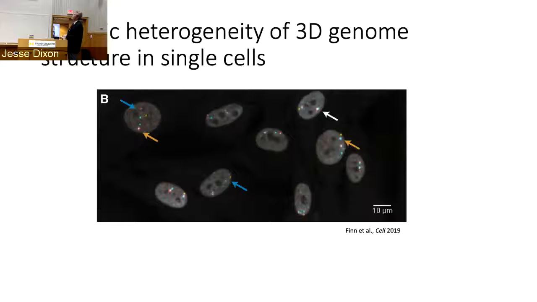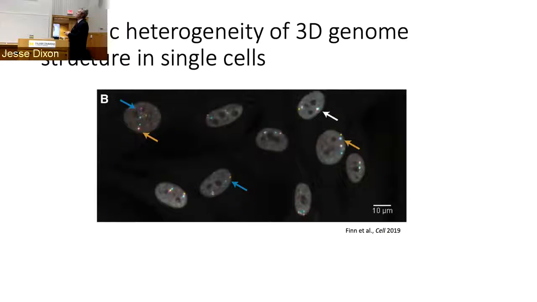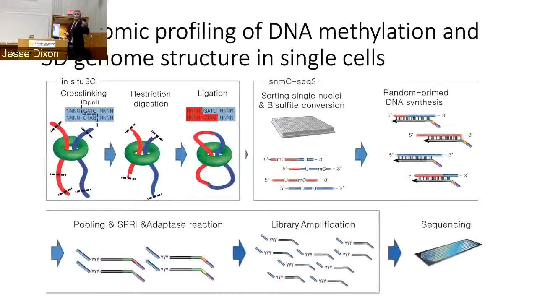And so what we did, borrowing from this idea right here that you can do the clustering based on DNA methylation, is say, let's try to develop an assay where we measure both of these things at the same time. So we're calling this method multi-omic profiling of DNA methylation and 3D genome structure, as we call it, single nucleus methyl 3C sequencing, so SNM3C-seq.